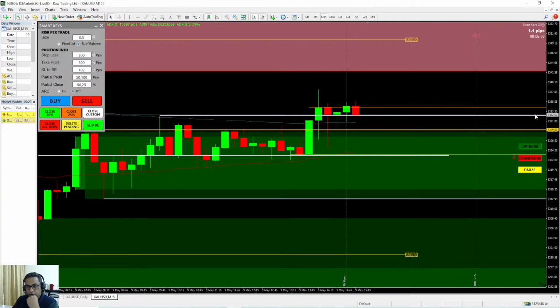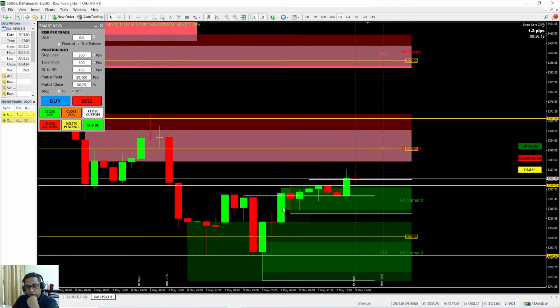If it does, we can take a buy to go up. If it does, because we now have a 1 hour zone here, a rally, base, and a rally. 6 base candles, and then a rally.